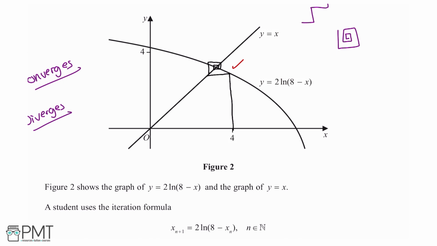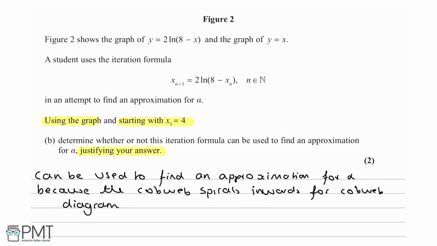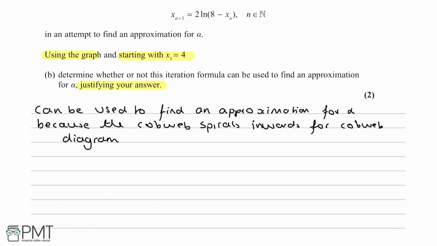The second mark we get comes from our argument, or our justification of our answer. To get this mark, you need to explicitly state it can be used. Now this one's important in the mark scheme, it's bolded, which means the examiners are looking for it. And also you need to say the cobweb spirals inwards. Okay, so both of these points, like that, will get you your second mark. If you're missing either one of them, you cannot get that second mark.